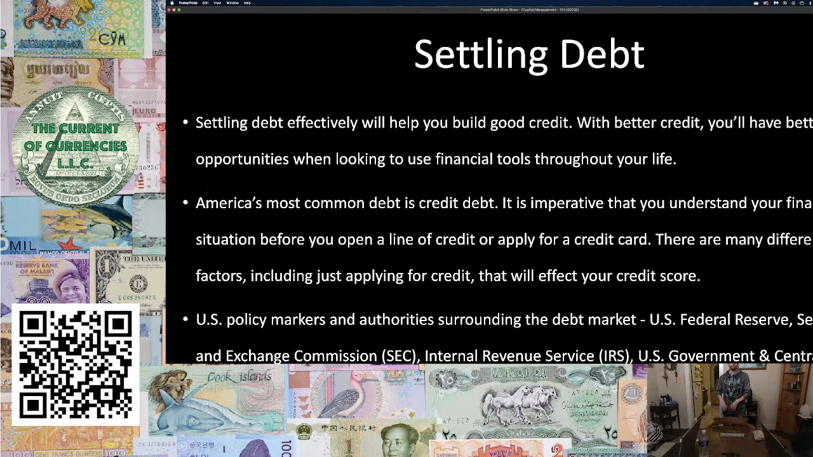The U.S. policymakers and authorities surrounding the debt market are the U.S. Federal Reserve, which creates our monetary system, the Securities and Exchange Commission, which regulates the trading on the stock market and other asset classes inside the U.S., the Internal Revenue Service, which we pay our taxes to, and then government and central banks, which lend out and deal with all of us as customers within those financial transactions.